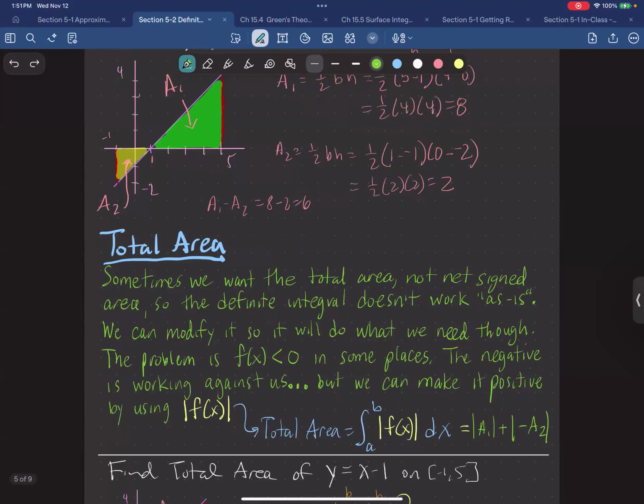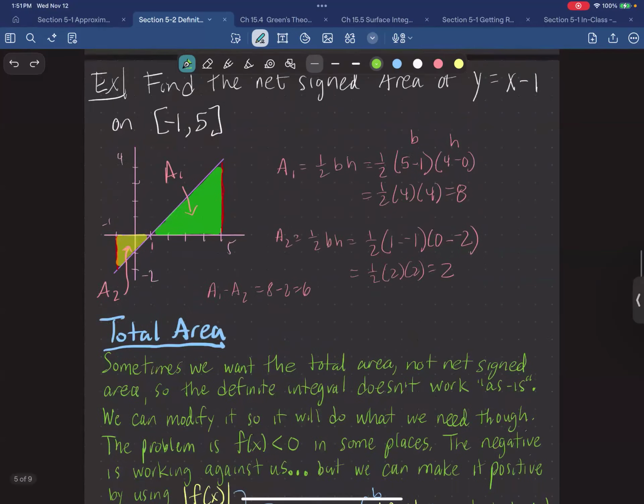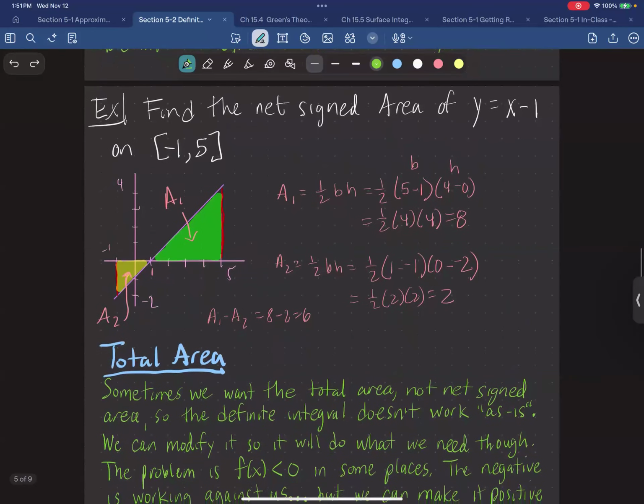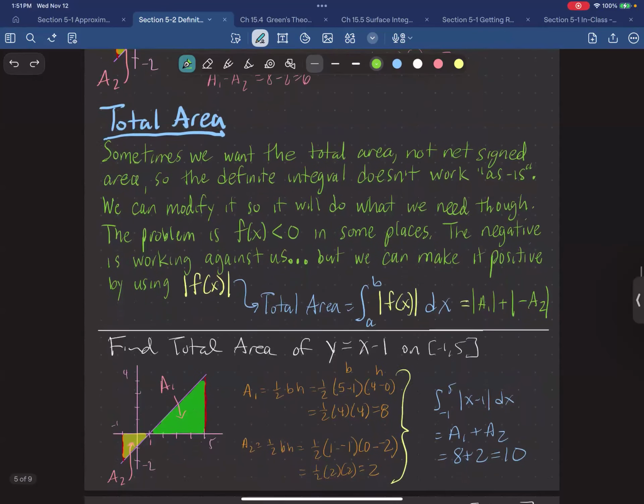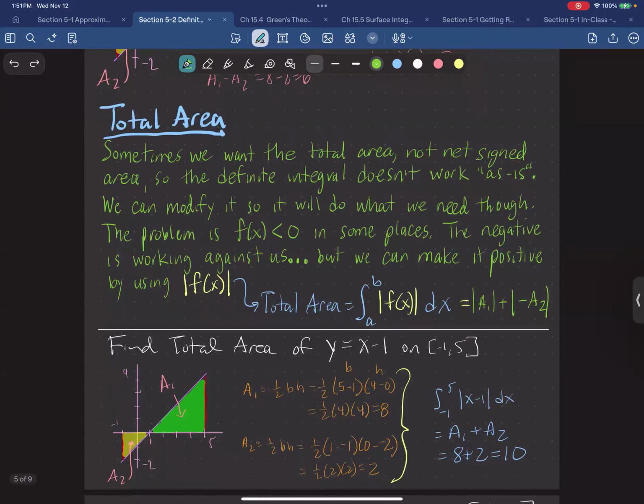So let's say we want to find the total area of y equals x minus 1 on negative 1 to 5. That's the graph we have right there. We don't need to redraw it. I did copy it and put it down here, along with the information. So we're taking the absolute value of each one. We get 8 plus 2 rather than 8 minus 2, and we get a total area of 10.